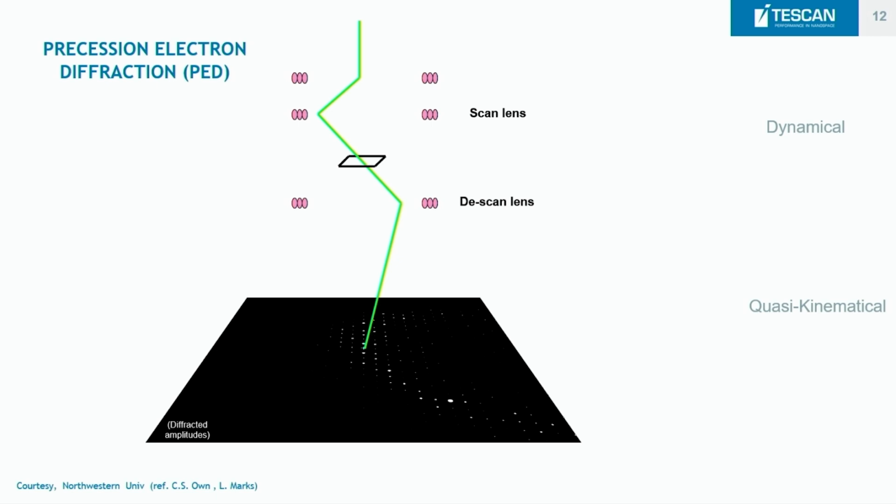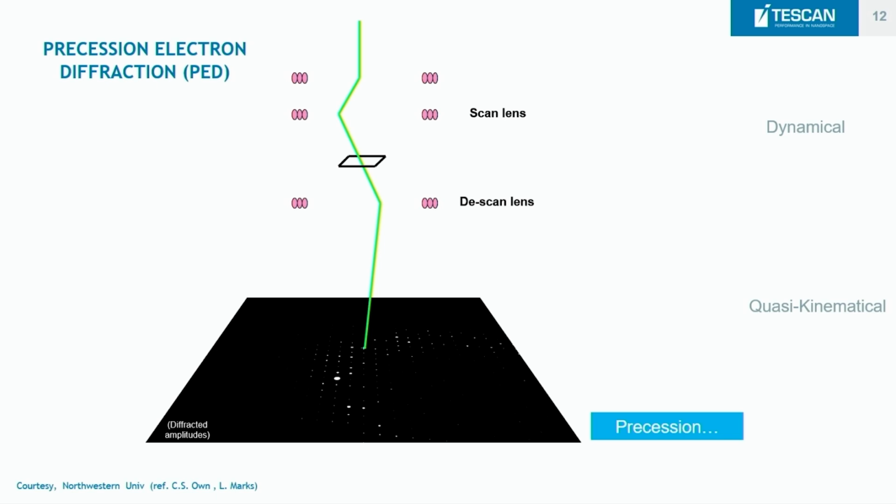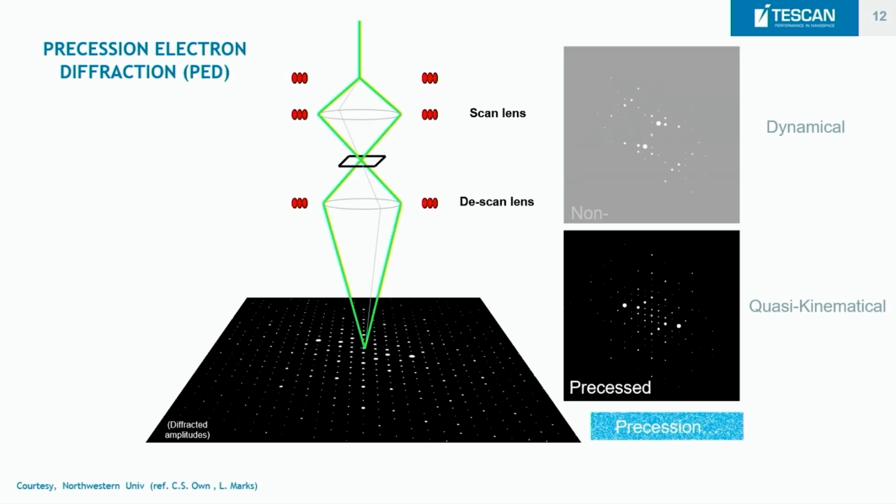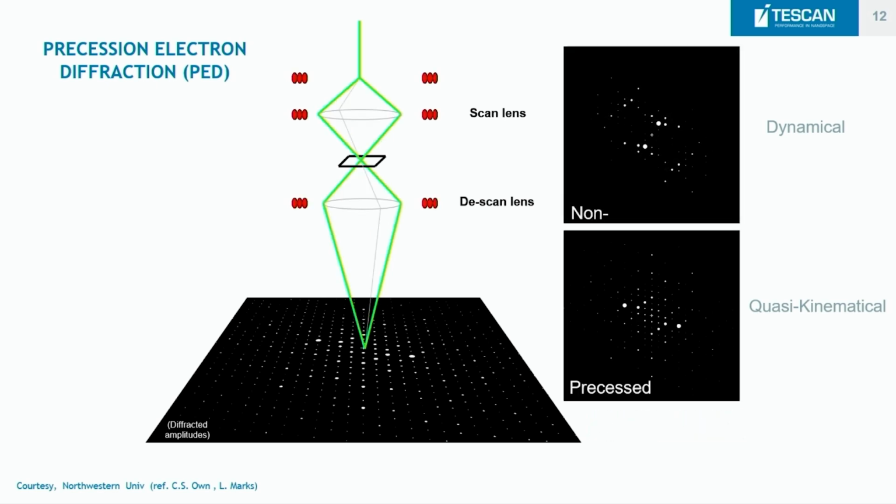Template matching doesn't work. So with the technique of precession, well known from 1994, Vincent Midgley, you push the beam off axis, you rotate it at high frequency, and you get a composite quasi-kinematical diffraction pattern. So we have dedicated precession deflectors in the column. We run at 72,000 hertz precession.